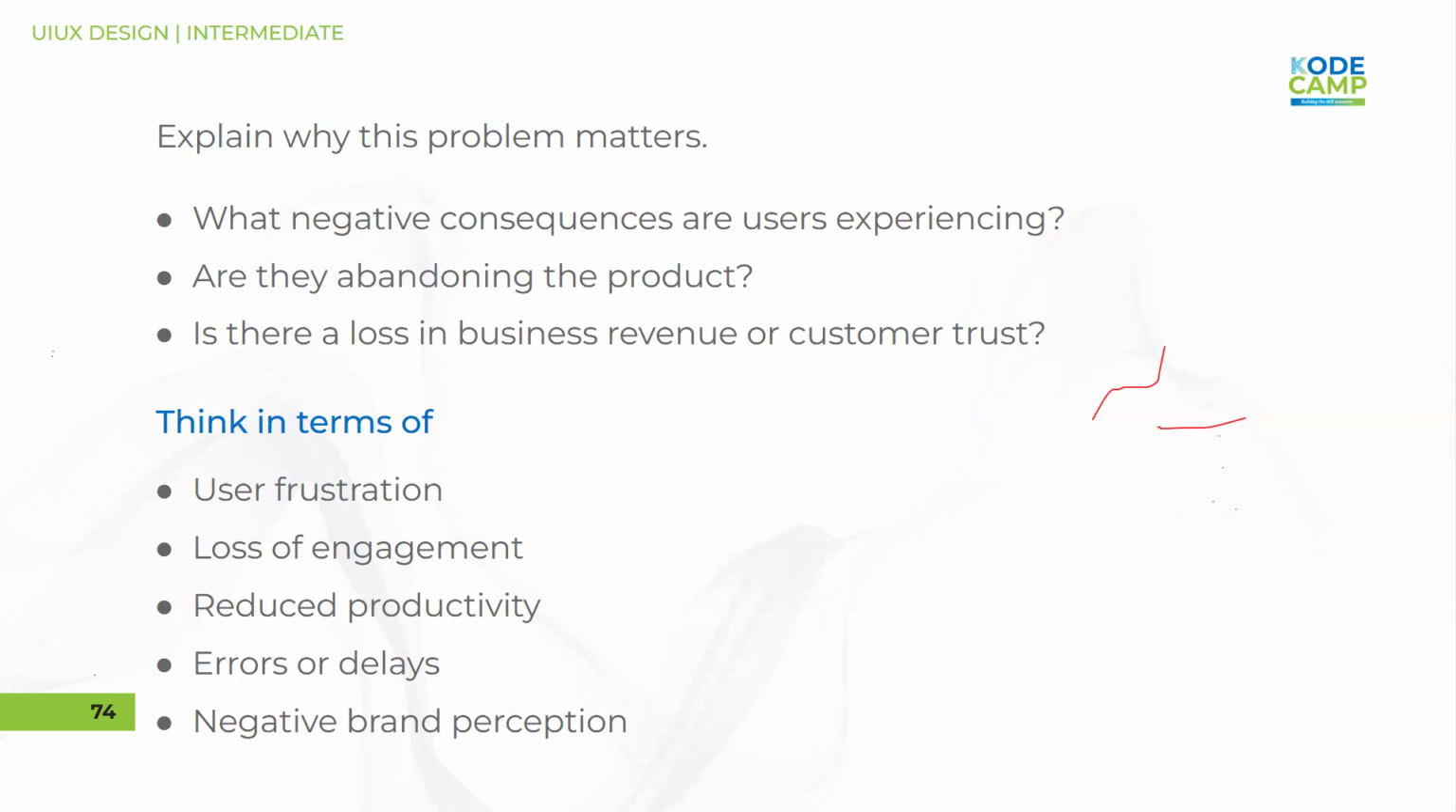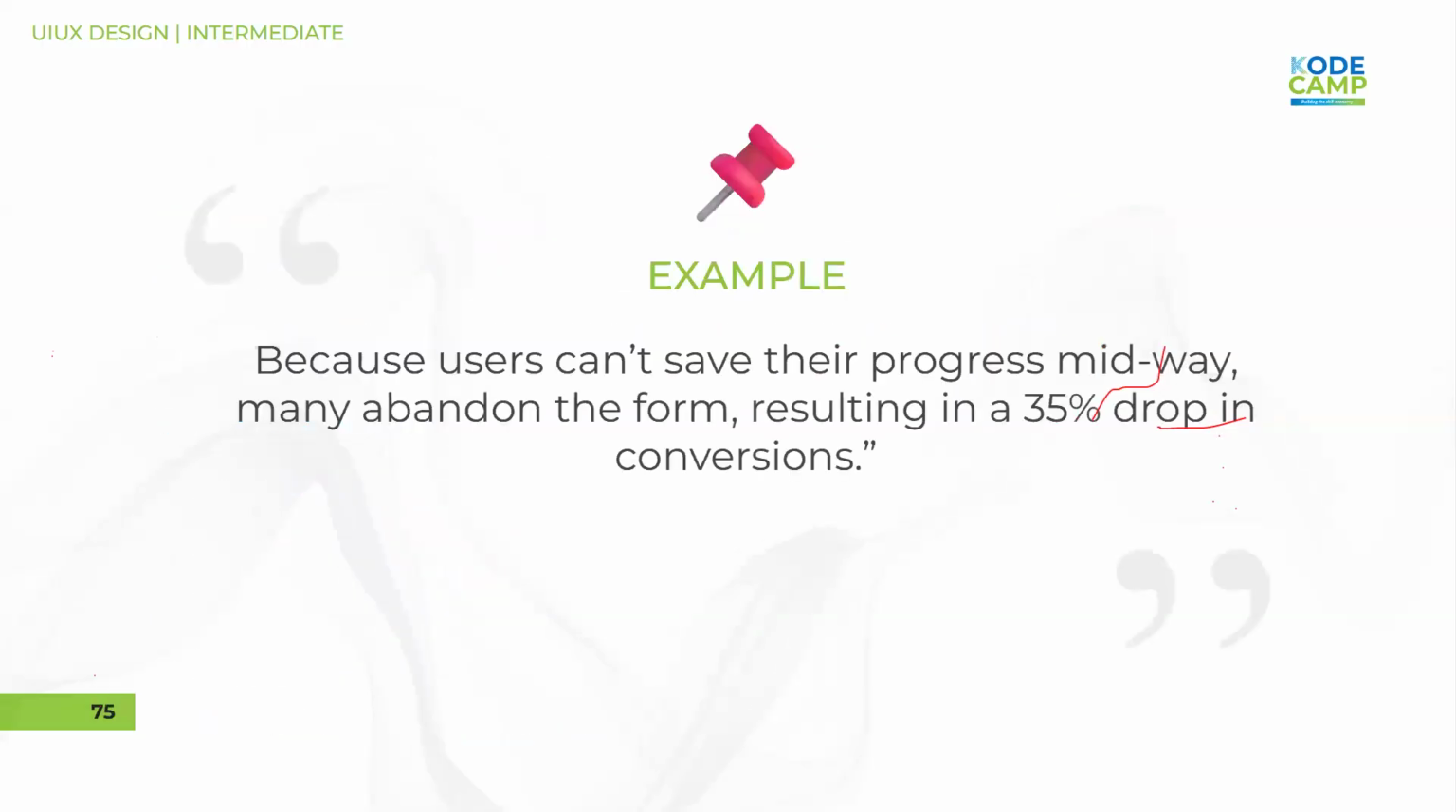So this could be because users can't save midway, and if you use a metric to see, maybe 40%, 35% of them have abandoned the form. Why? Because they can't save midway. They can't save it as a draft and then move on and proceed with the next thing they want to do. So users can't save their progress midway and abandon. This is why we need to explain the impact of it.